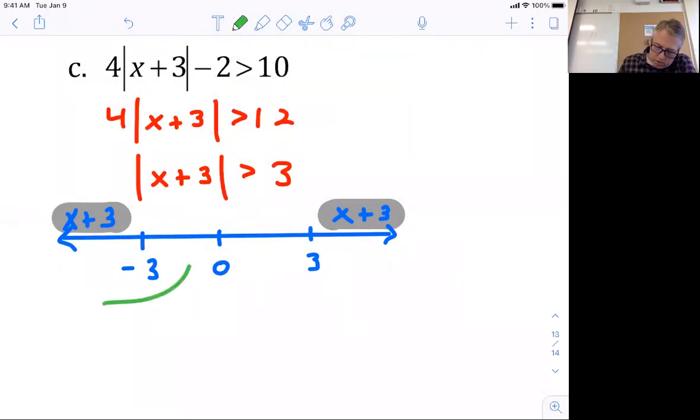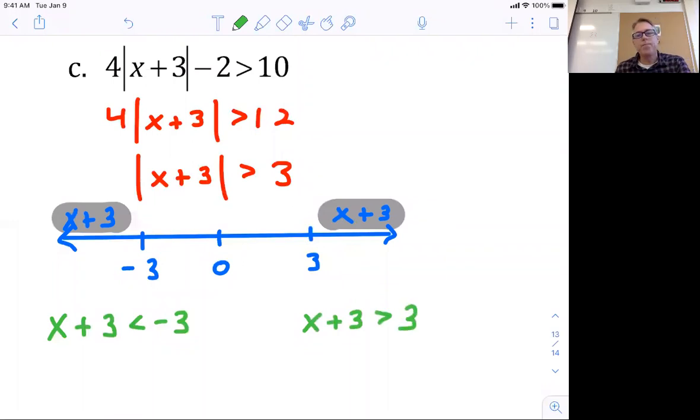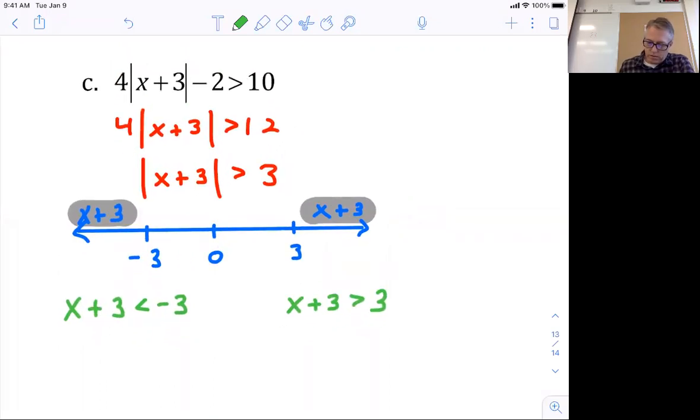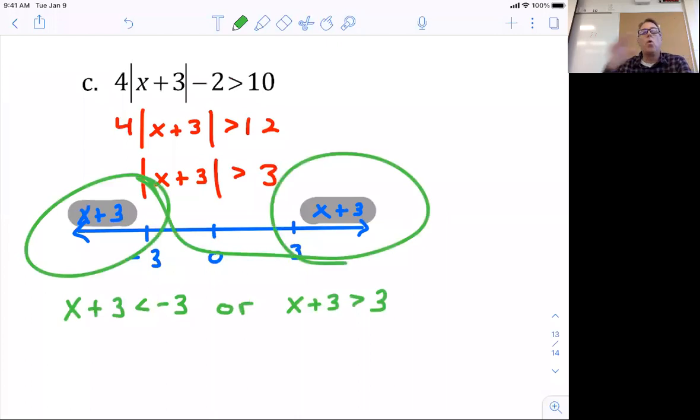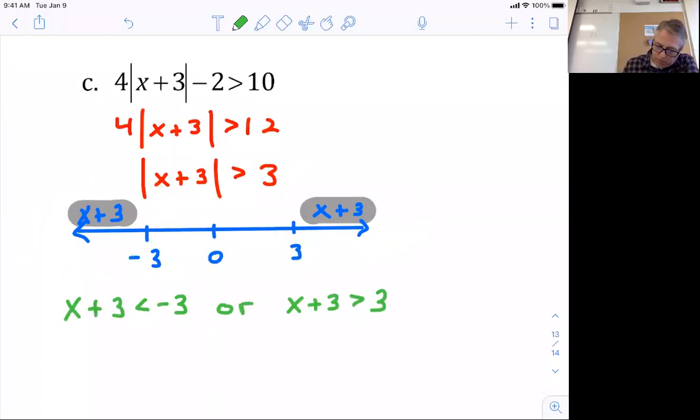So let me write those again. Over here, x plus 3 is less than -3. And over here, x plus 3 is greater than +3. Okay, and I'm going to even write here that it's an or statement because we have 2 regions, this region and this region. It could be one or the other. So here I have x is less than -6 or x is greater than 0.